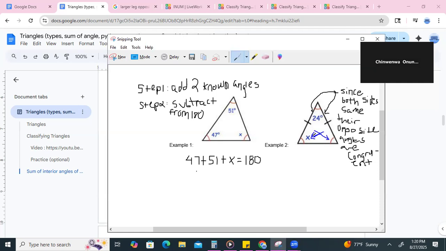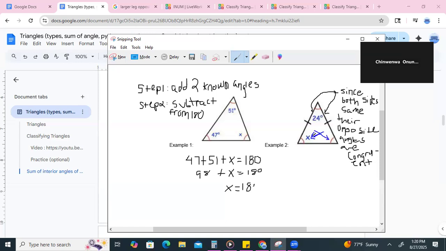So we're going to do example one. We're going to add 47 and 51, which will give us 98. We know that 47 plus 51 plus x, whatever our unknown is, has to equal 180. So the last step is to now subtract that from 180. It's really quick. You don't really have to write it this way. You can just say 47 plus 51 is 98, and then 180 minus 98 will give you x.